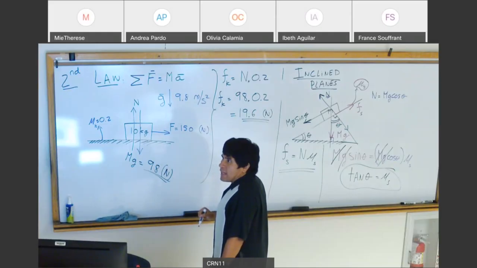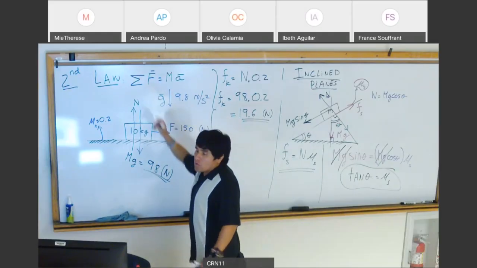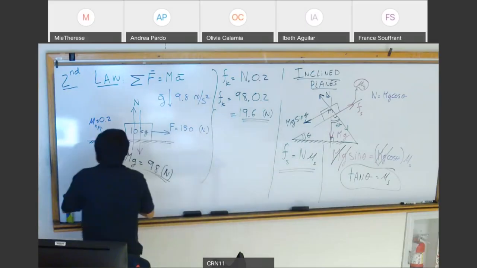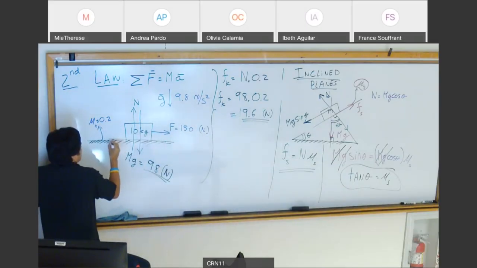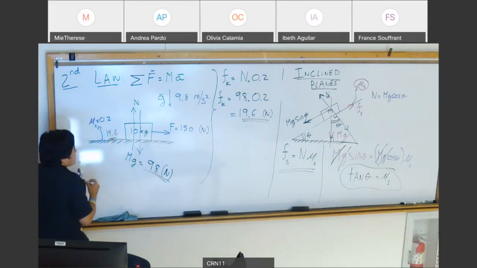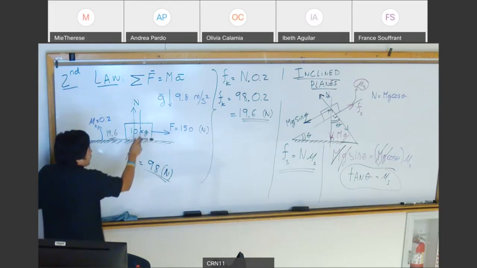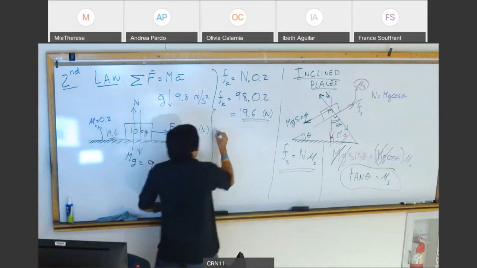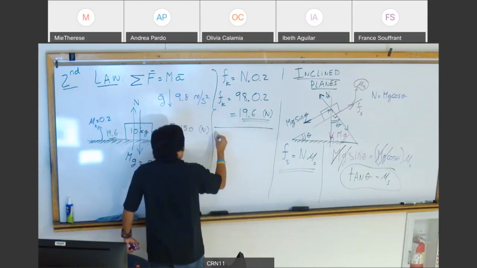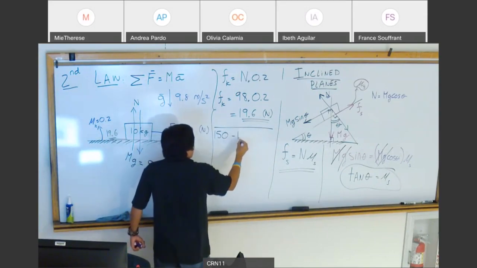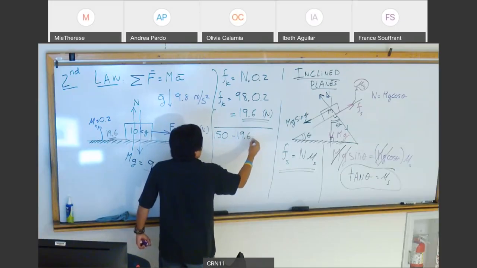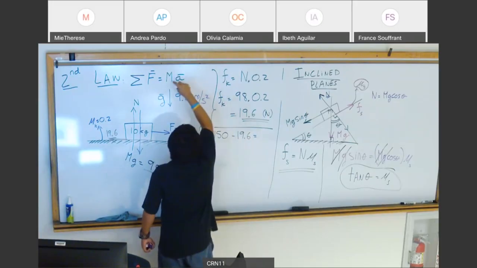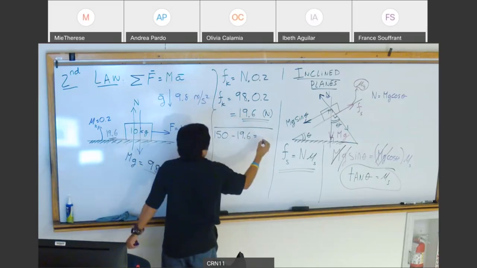Now let's find the net force. Because remember, friction acts in this direction here. That will be the friction equals to 19.6. So what's the net force? To the right, 150. To the left, 19.6. So my net force will be 150 minus 19.6 equals to what? The mass of the body times acceleration.